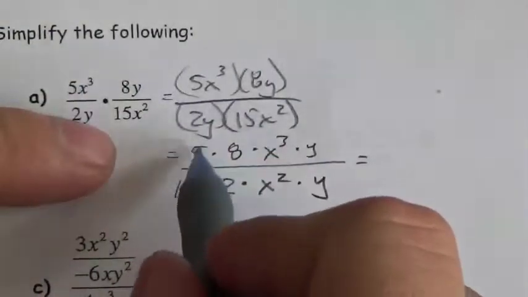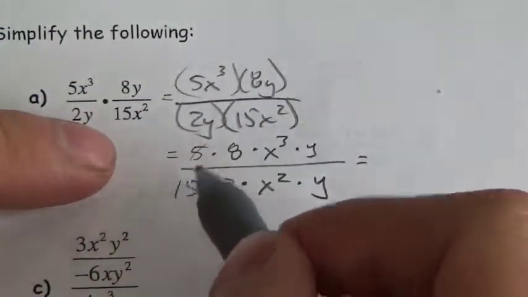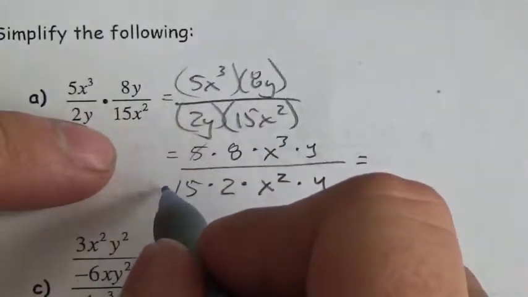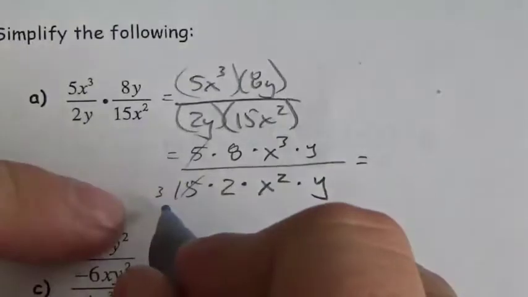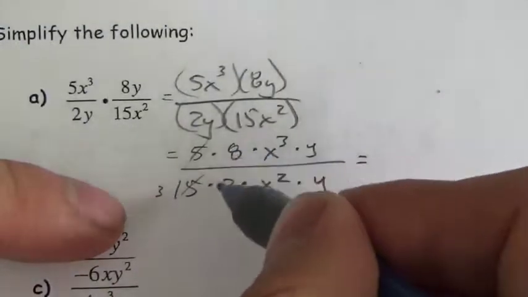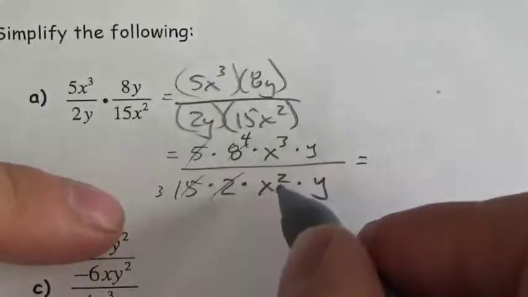So I can divide out the 5 over the 15. Well, there's a factor of 5 in 15. 15 is 3 times 5, so 5 divided by 5 is 1. I'm going to be left with a 3 in the denominator. 8 divided by 2, well, there's a factor of 2 in the 8. That's going to leave me with a 4 in the numerator.